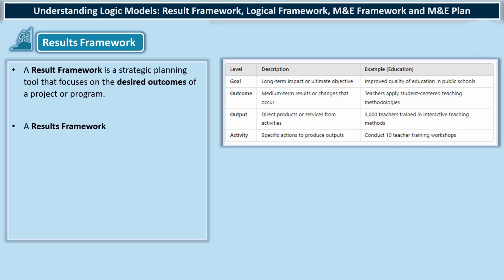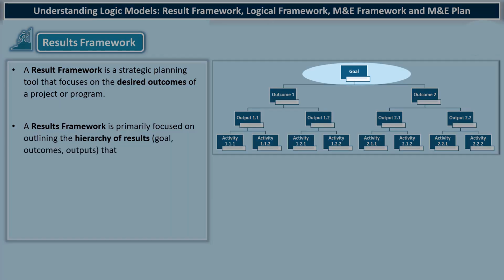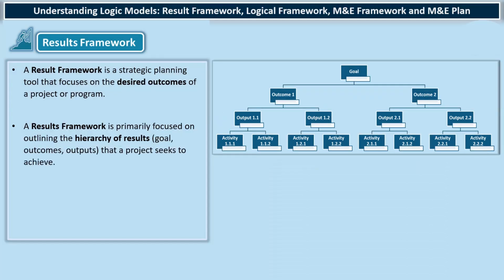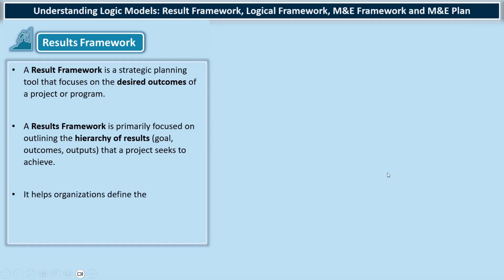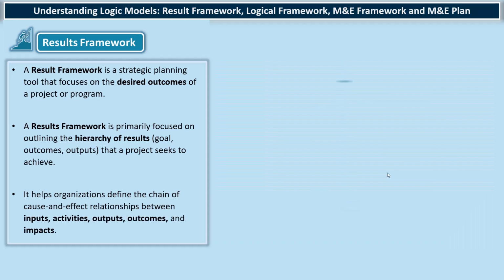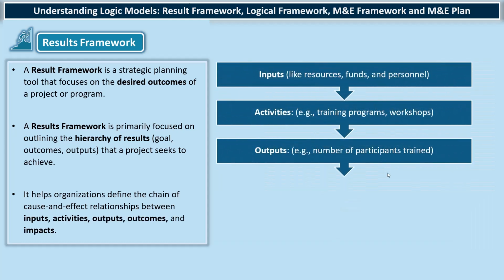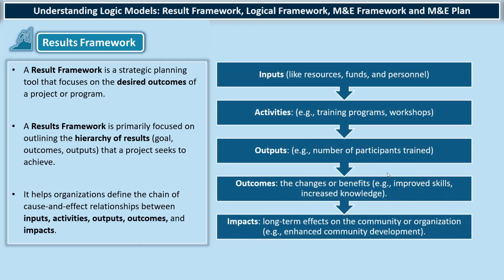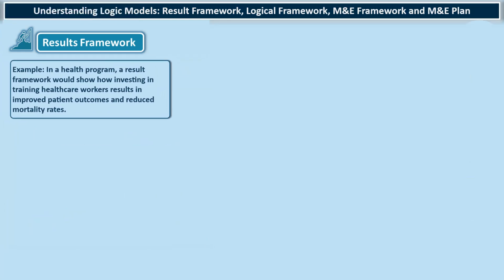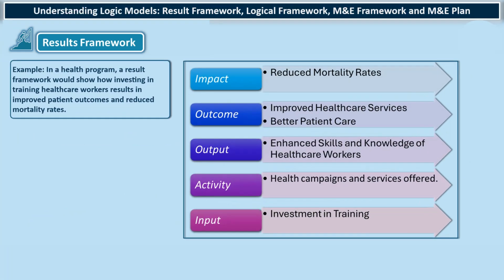A results framework is primarily focused on outlining the hierarchy of results, goal, outcomes, outputs that a project seeks to achieve. It helps organizations define the chain of cause and effect relationship between inputs, activities, outputs, outcomes, and impact. For example, in a health program, a result framework would show how investing in training healthcare workers results in improved patients' outcomes and reduced mortality rates.